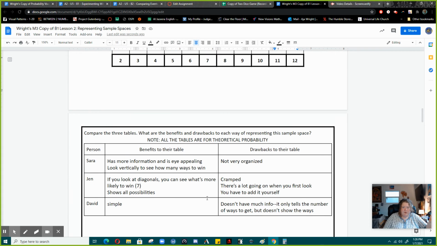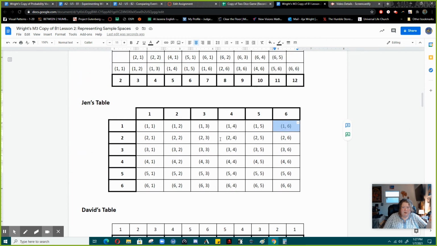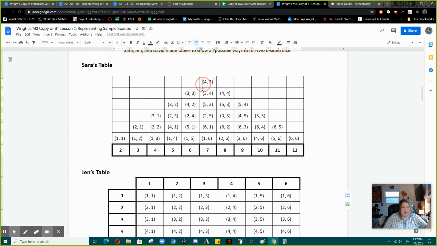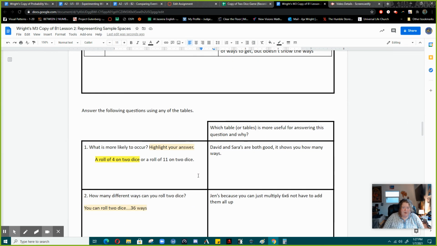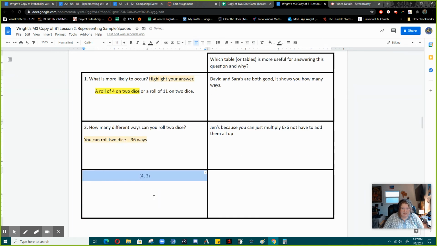So the ways to roll a 7 are these. I'm not going to make my answer look really good like how you're going to do yours, because that's going to be like, I don't know what just happened. You write them out. Write them out.